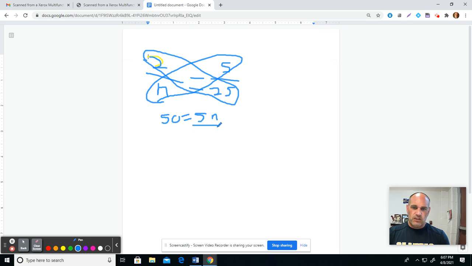I can undo multiplication by dividing, and I always divide by the number that is attached to the letter. My equal sign splits up into two sides. 5 divided by 5 is 1n. 50 divided by 5 is 10. So I know that 10 would make this a true statement. I'm saying that n could be 10, all right? Sorry, just went brain dead. 2 times 25 is 50. 10 times 5 is also 50.